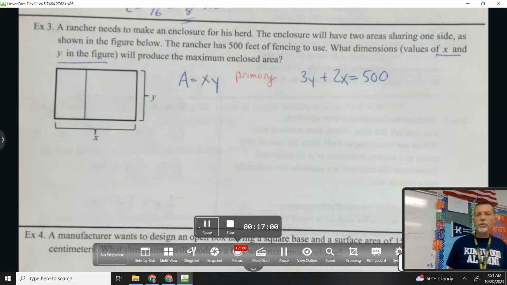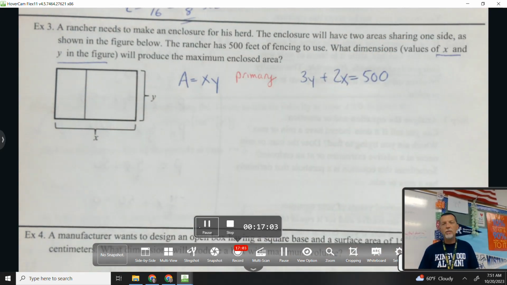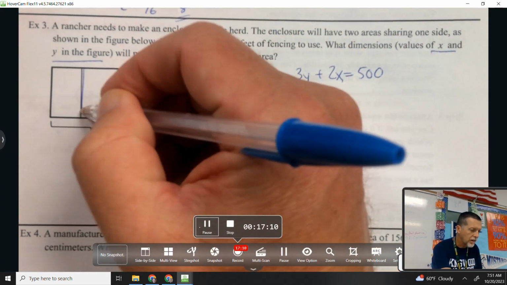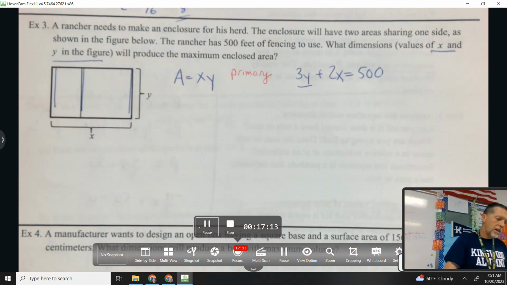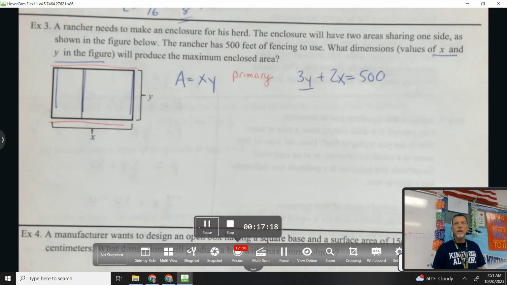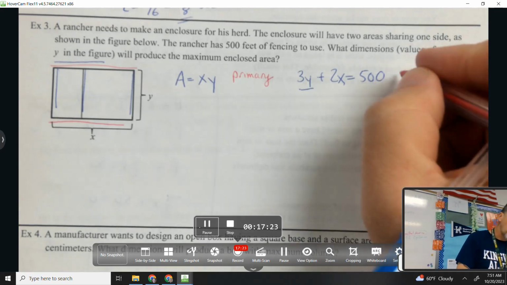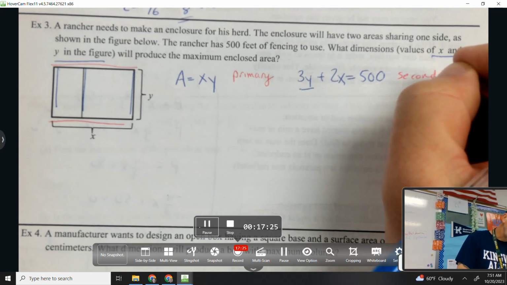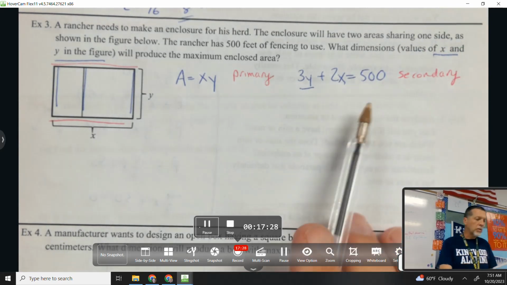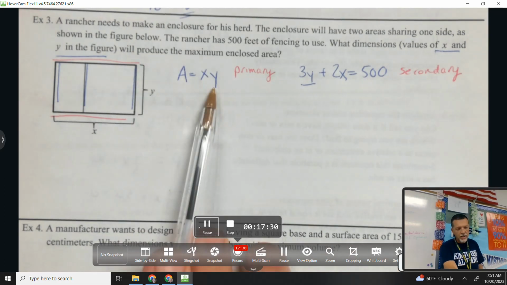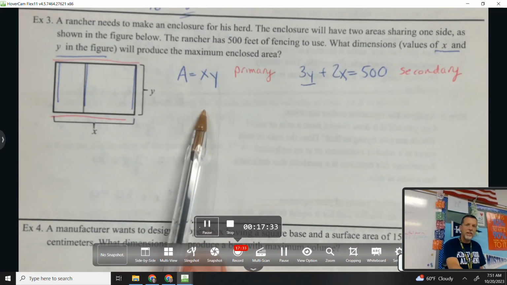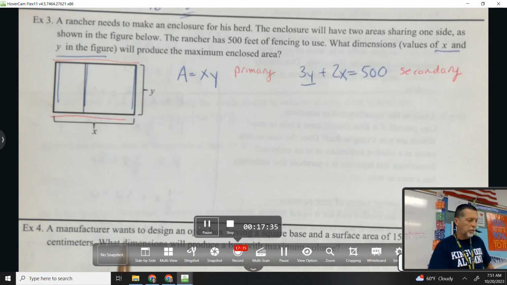We'll assume we use all of the fencing because that would certainly allow us to make the biggest possible enclosure. So yeah, 3 y's and 2 x's add up to 500. So now this is more like that first one where we solve the secondary equation, the helper equation, for x or y, and it never really matters which one you do. Plug that into the primary, then take a derivative and set it equal to 0 and figure out exactly what's being asked.